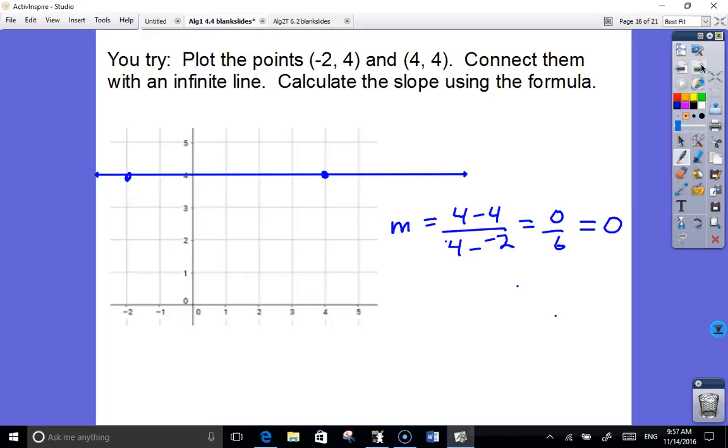Okay, so you should have gotten 0. The minute you draw the horizontal line, you don't really need to calculate because you know a horizontal line is always 0. It's not positive, it's not negative, it's right in the middle, 0. Can I just tell if it's 0 when the two y values are the same? Yes.